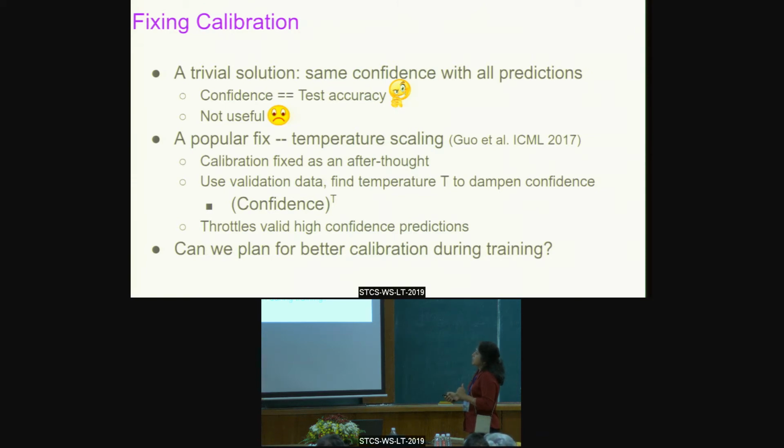So what is accepted, in fact, that paper from ICML 2017 concluded that a fix to lack of calibration is temperature scaling. Because modern neural networks tend to be overconfident, what you need to do is to dampen the confidence using a learned temperature scale. So you take the probability distribution and make it blunt, okay? And that has been shown to work. If you look at the metrics of calibration error, those will of course improve. But then our claim was that it throttles valid legitimate high confidence predictions. So can we plan for better calibration during training?